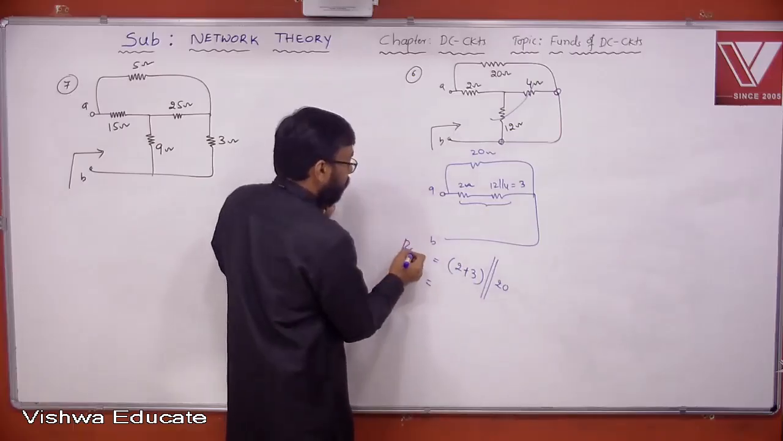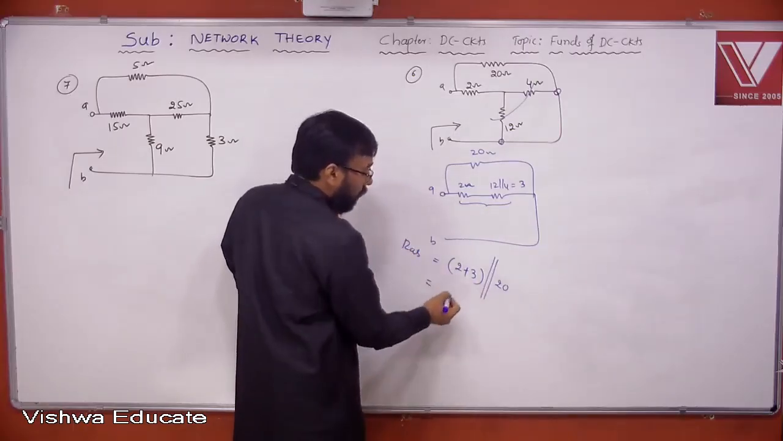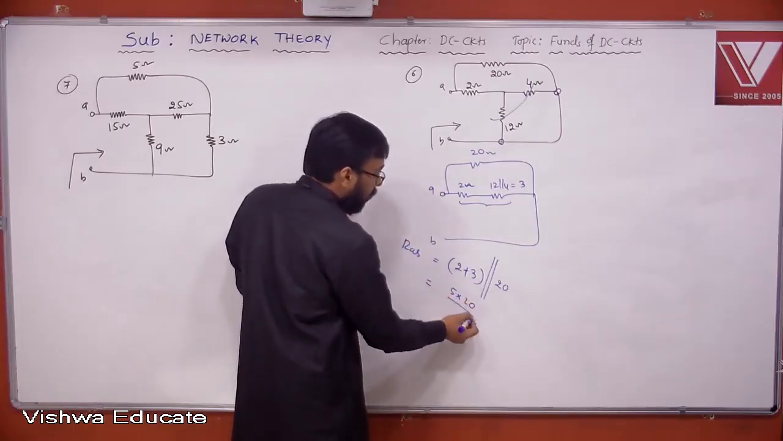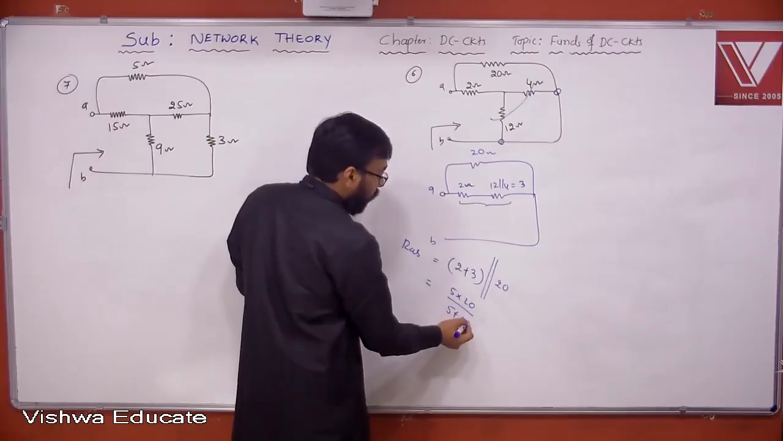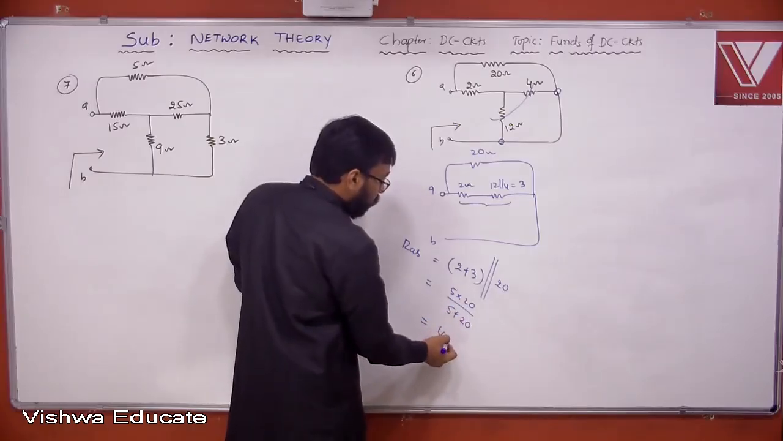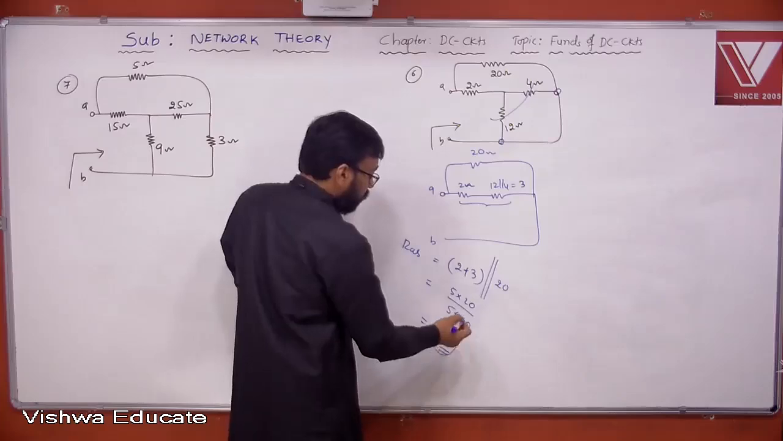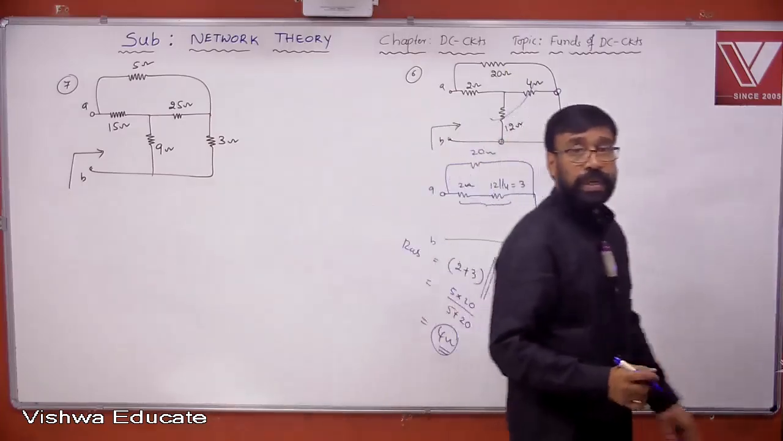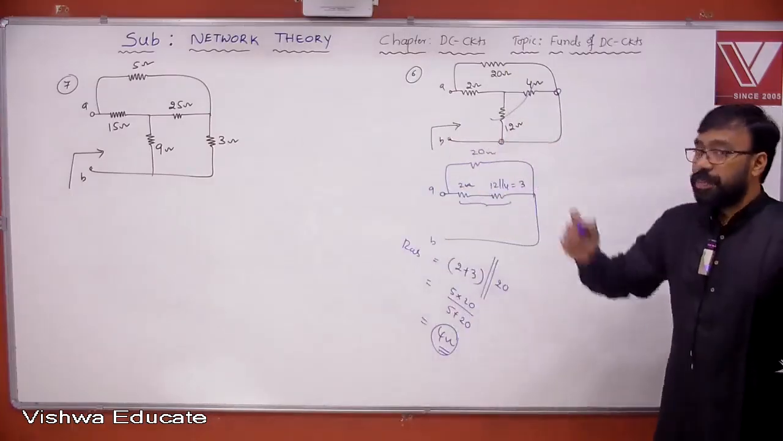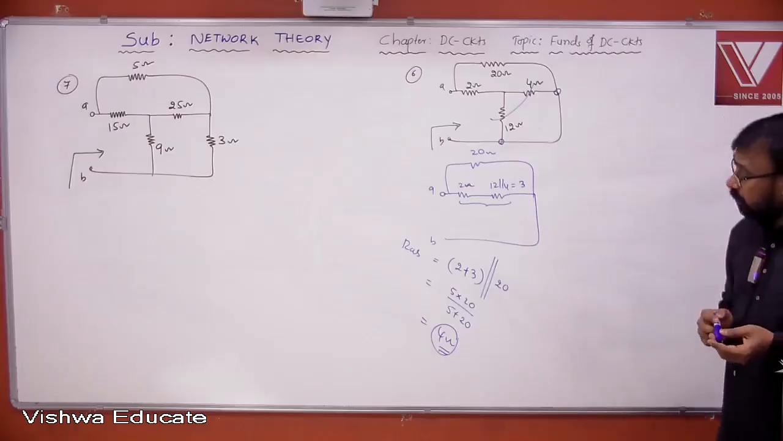What is that RAB? 5 parallel 20. 5 into 20 by 5 plus 20. 100 by 25. This is 4 ohm. Okay. Let's go for that problem quickly, all of you. Note down this.